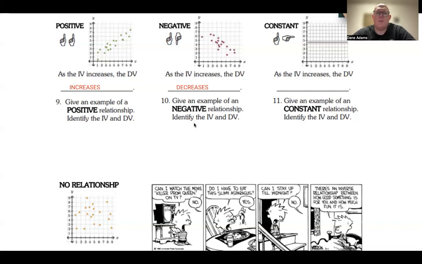Maybe the bigger the tread on my tires, the shorter the stopping distance when I hit the brakes. That's a negative or inverse relationship. You can think of lots of different examples there.